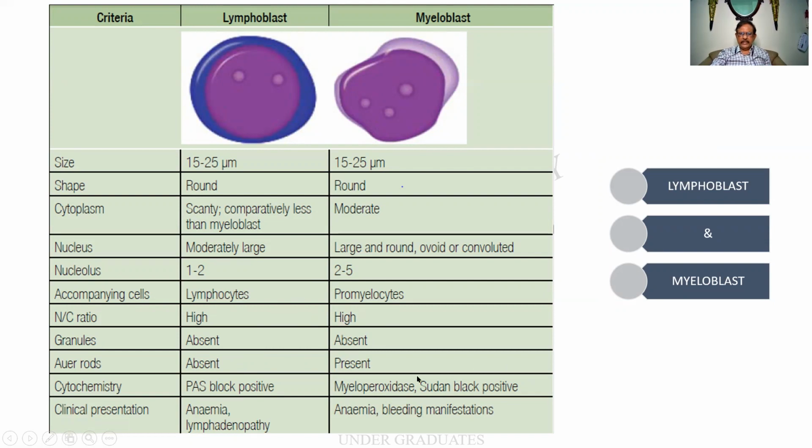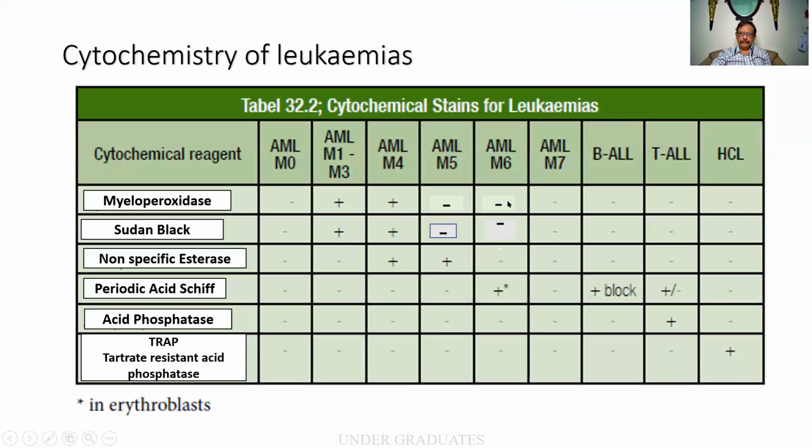Cytochemistry, there are the differences that are given, we are again repeated. And the clinical presentation can be lymphadenopathy in a case of ALL, whereas it will be organomegaly, bleeding manifestations, and anemia in a case of a myelocytic leukemia. The differences between lymphoblast and myeloblast you must memorize. And this is the cytochemistry of leukemias. This can come as an independent short note or a part of an essay.